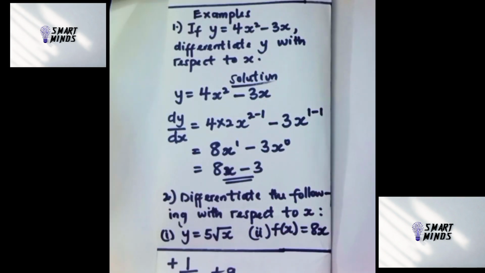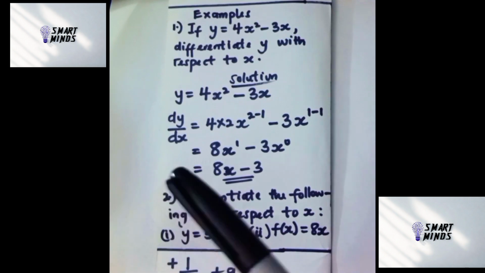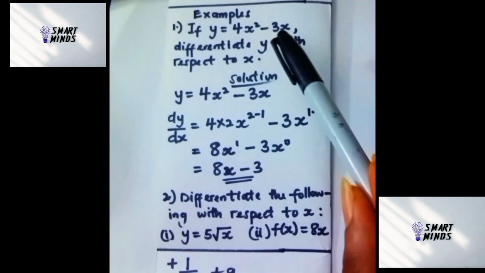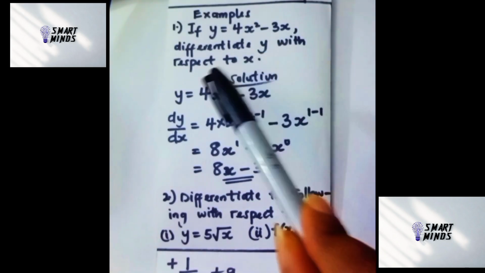Now let's take a look at some examples, and I'll be applying the chain rule, the product rule, and the quotient rules respectively. Alright, so the first question here is, if y equals 4x raised to power 2 minus 3x, differentiate y with respect to x.